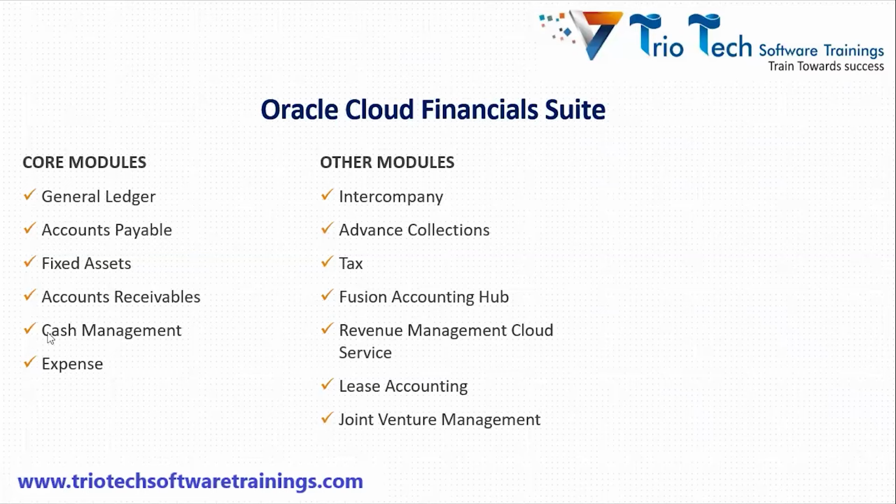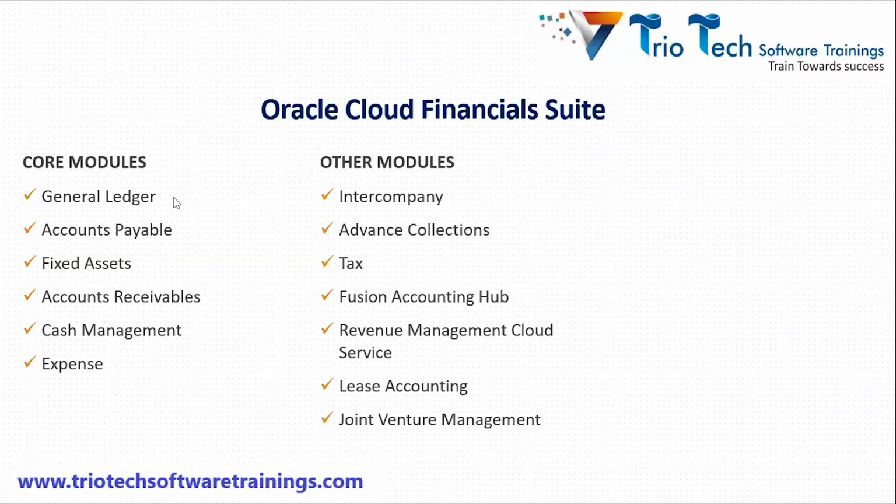Okay, so these are the core modules that are part of the Oracle Cloud Financial Suite, which Oracle provides. General ledger. General ledger is basically the accounting and financial data. That happens for all the financial transactions, and it is summed up and maintained within the general ledger application. All the accounting journal entries and everything are maintained at the general ledger level.